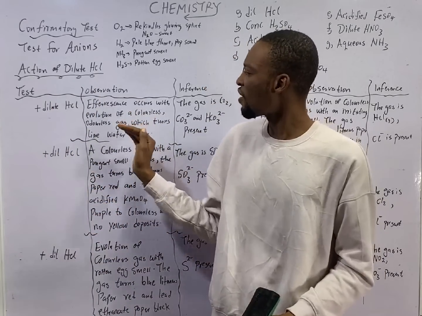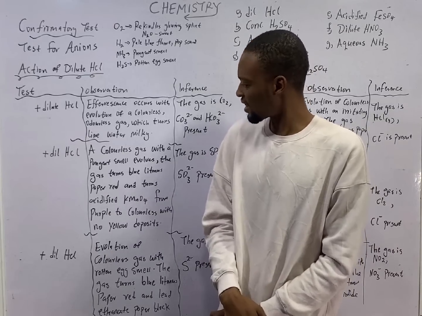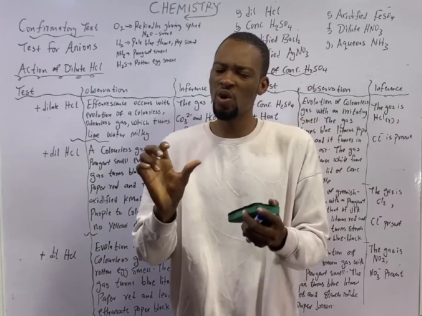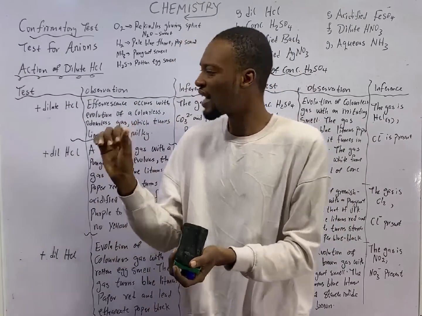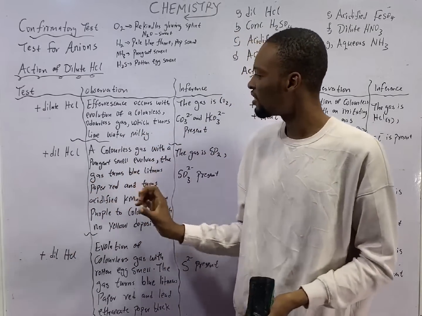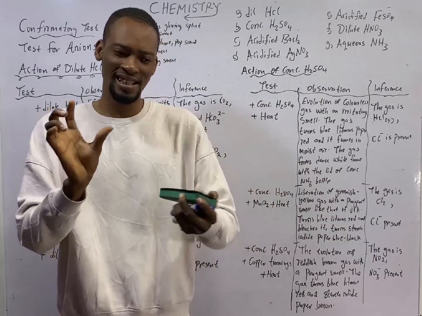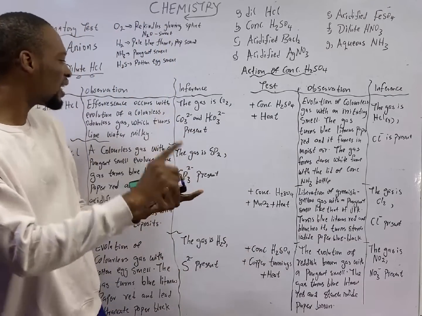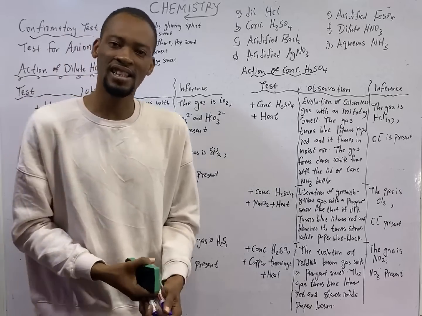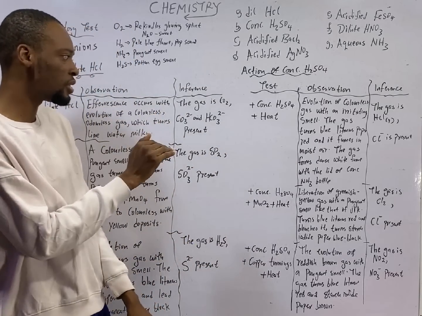Then, effervescence occurs with the evolution of a colorless, odorless gas which turns lime water milky. You see the keyword, turns lime water milky. So what gas is that, and what ion do you think is present? This is a hot cake JAMB question. Anytime you hear that dilute hydrochloric acid is added to something and you see a colorless, odorless gas which turns lime water milky, the gas there is carbon dioxide. Carbon dioxide is the gas which turns lime water milky.